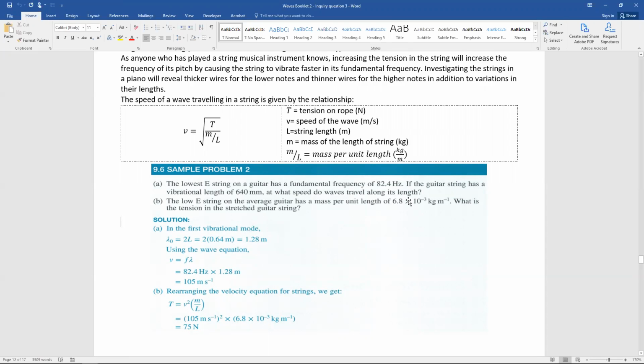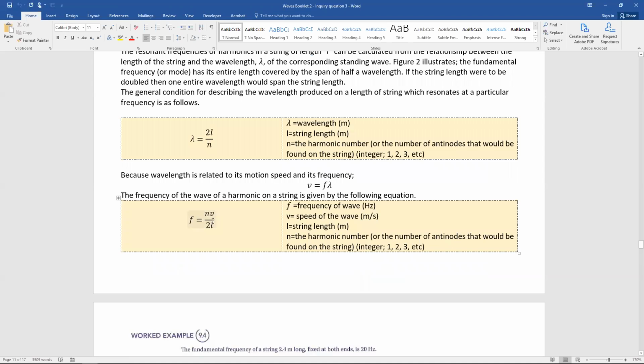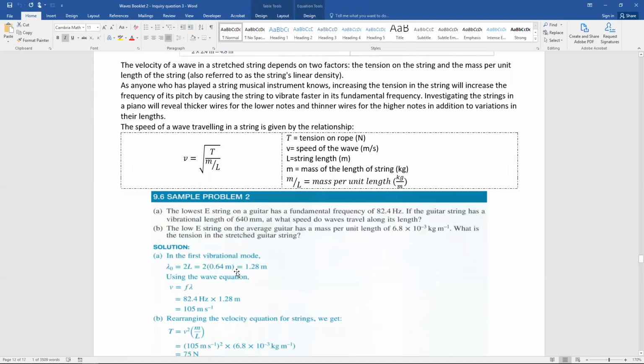We have a frequency value and a length value. It looks like we're not going to need this expression. We have frequency, length of string, and speed. Awesome, we can use this expression. We're assuming it's going to be a fundamental harmonic, which is 1, and 2 is a constant. That's exactly what they've used here.